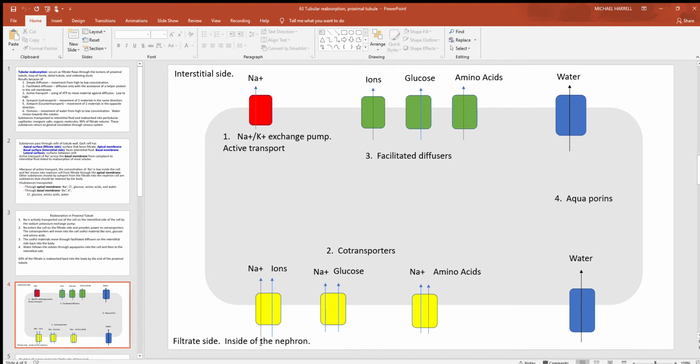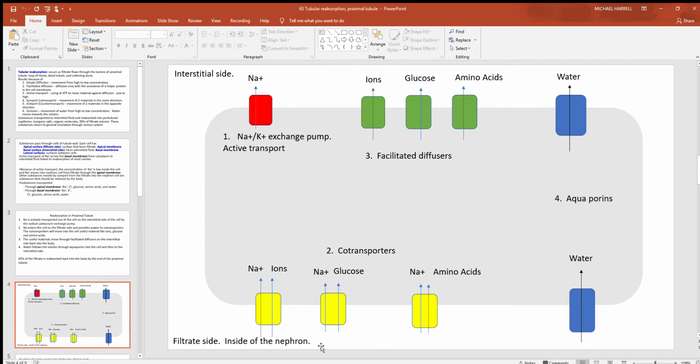So sodium will move back down its concentration gradient, coming from the inside of the nephron where there's more sodium to the inside of the cell where there's less. Again, this active transporter in red set up this gradient. So what the cell did was pump the sodium out of the tube on the interstitial side, knowing that sodium would come back in from the filtrate side.